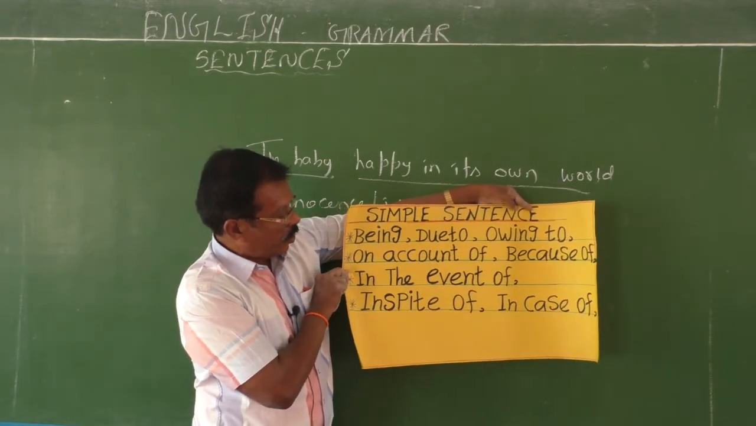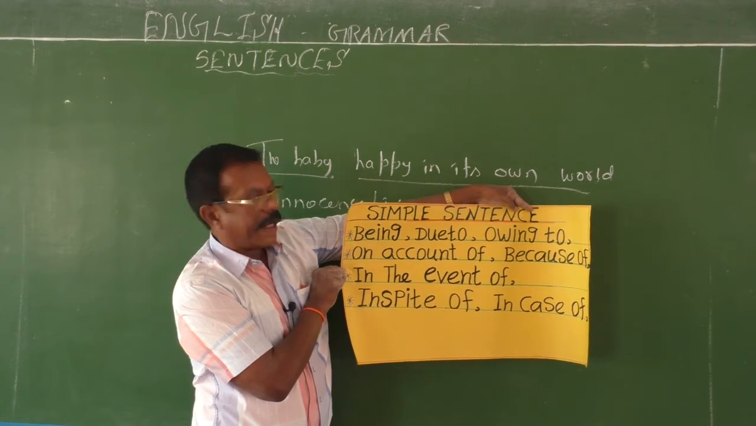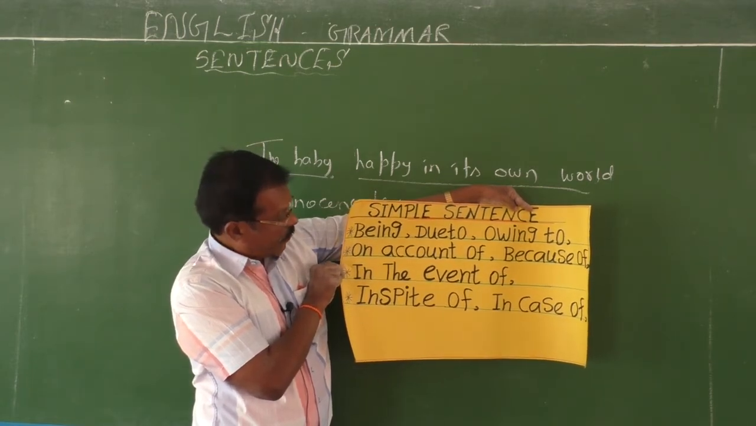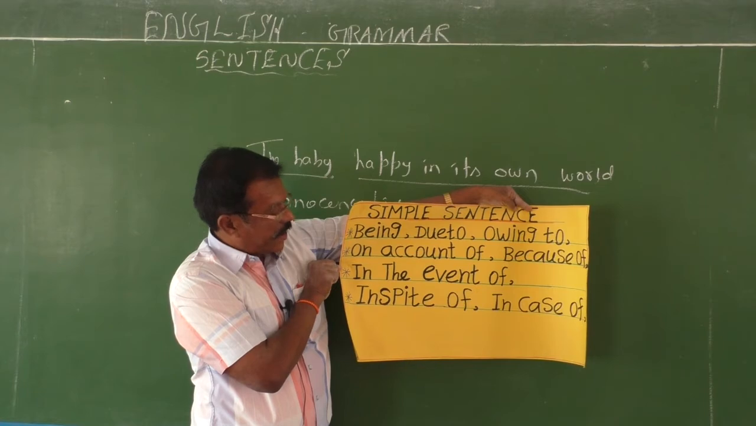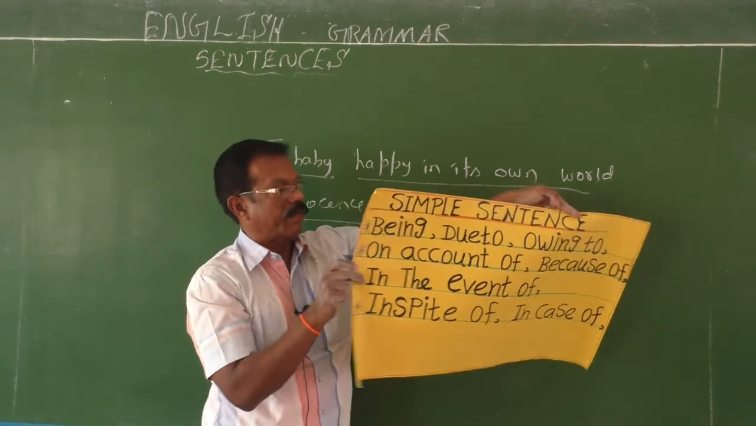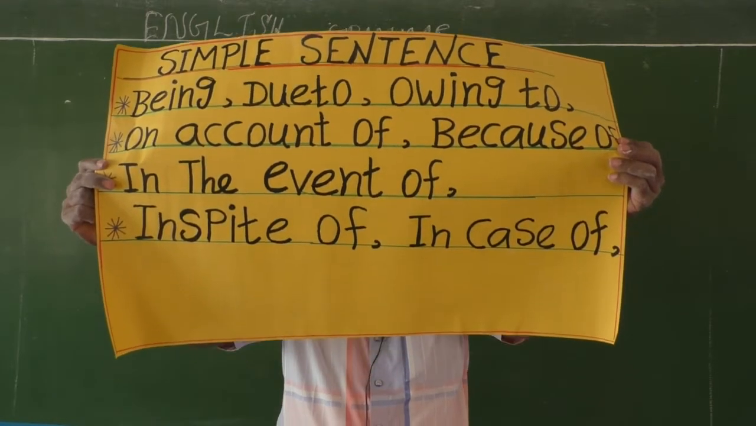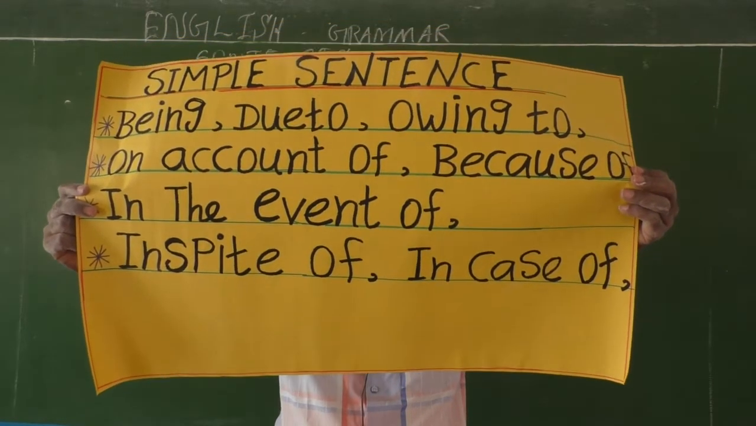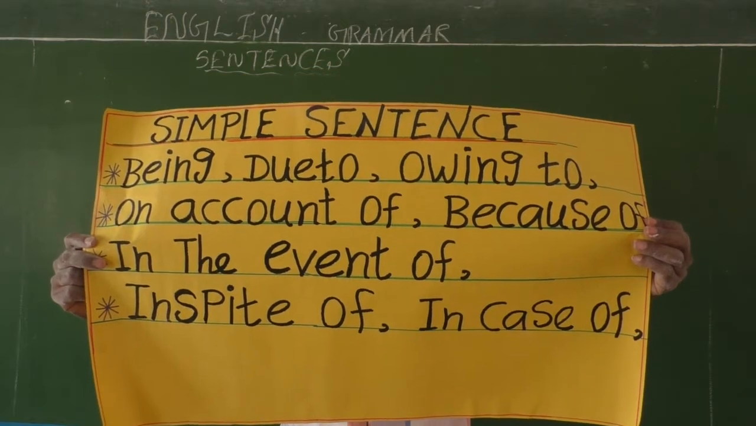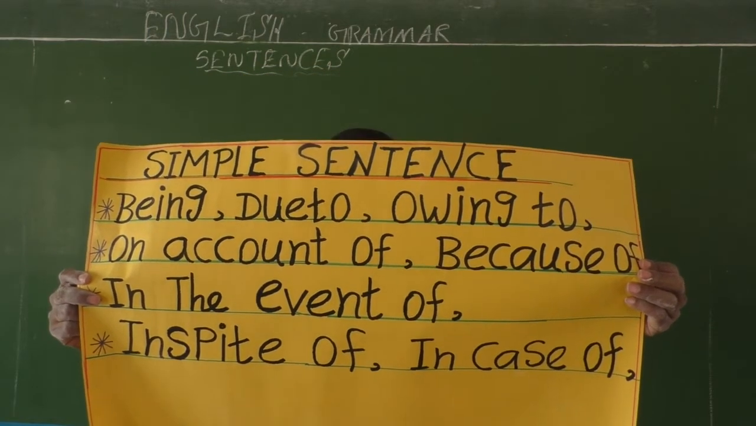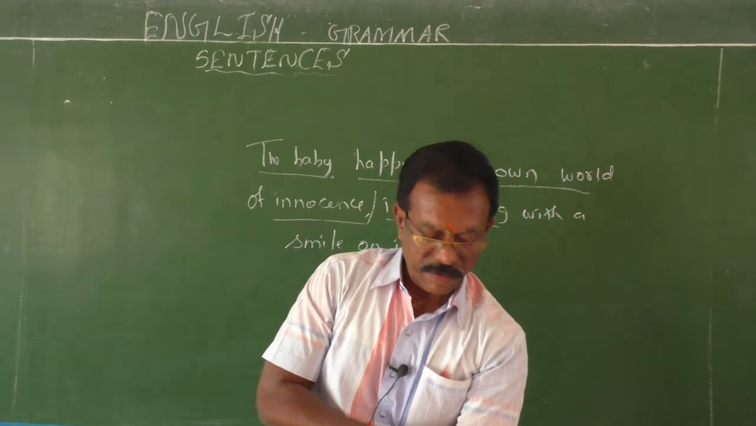Being, due to, owing to, on account of, because of, in the event of, in spite of and in case of. So these phrases we use to frame simple sentences, or otherwise you can say a simple sentence may begin with these phrases. I'll give you one example.